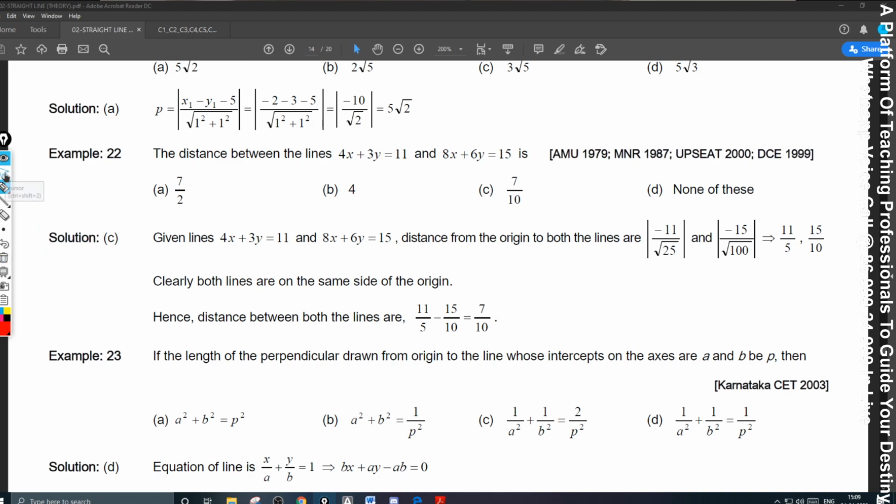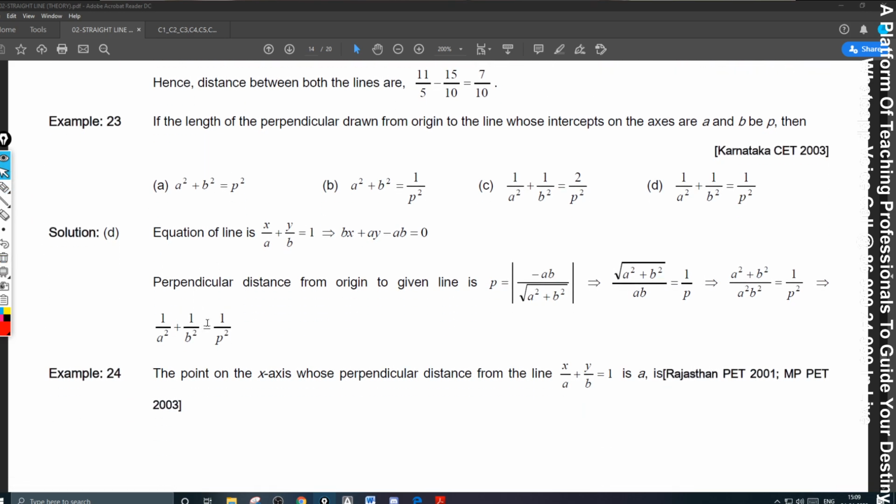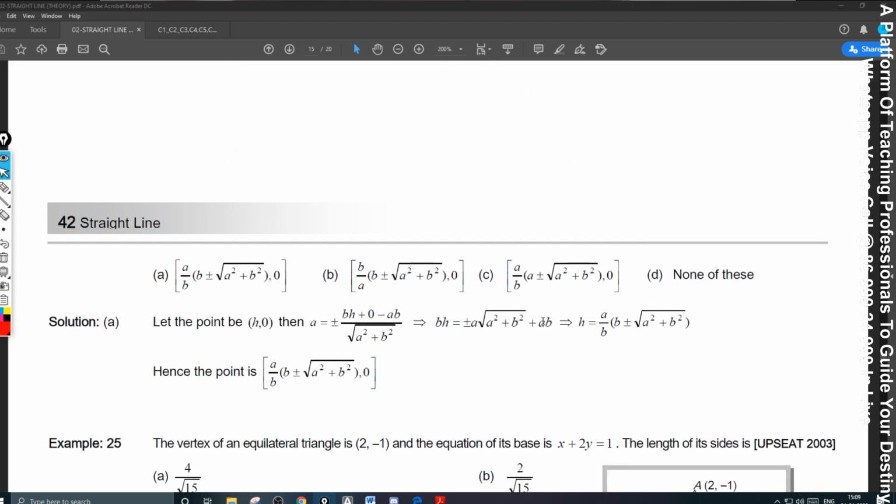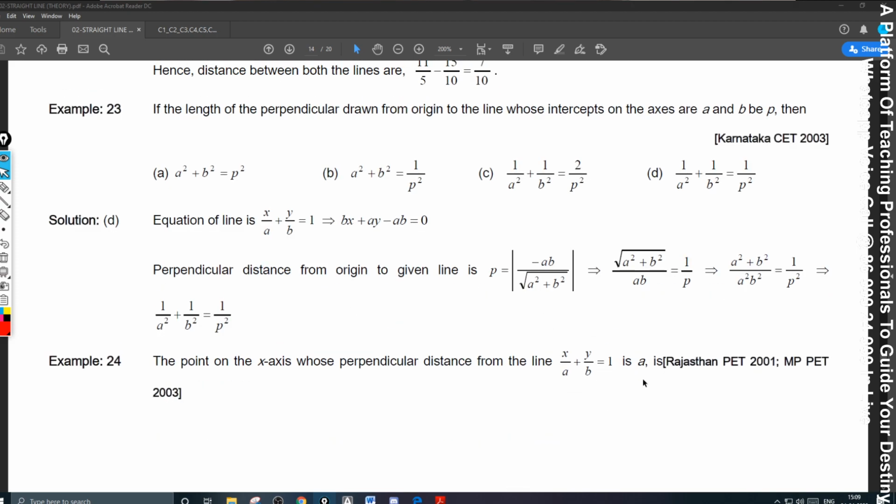Next question. The point on the x-axis whose perpendicular distance from x by A plus y by B is equal to 1 is A. So what is the question there? It is given that the perpendicular distance from a particular point on x-axis to this line is given to be A. I think the question is direct, but maybe some simplification part you must take care of. So let me do that.